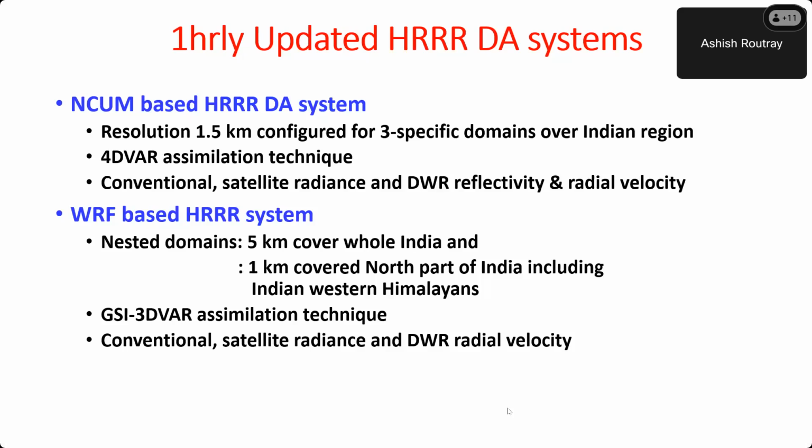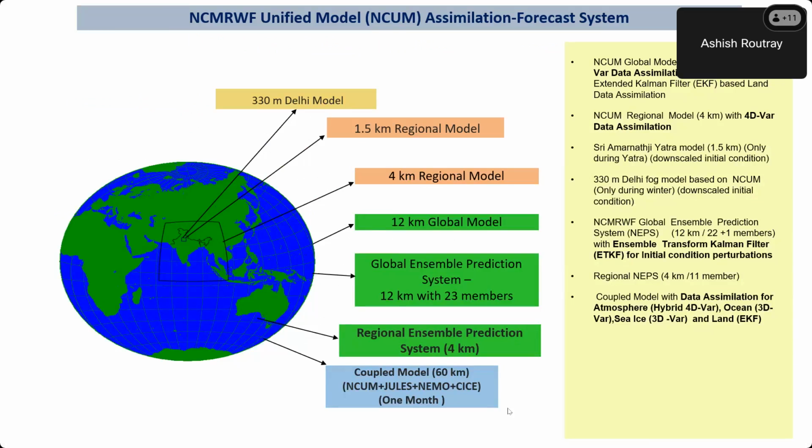Here we are using the GSI 3D-Var data assimilation technique. We are planning a 4D-Var ensemble system for this HRR in future. We assimilate conventional, satellite radiance, and DWR radial velocity only, not reflectivity, because this is a hilly region. The radars are all X-band, so the quality is not good enough and it is difficult. Work is now going on on how to incorporate reflectivity from X-band radar.